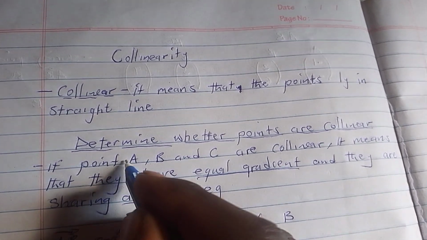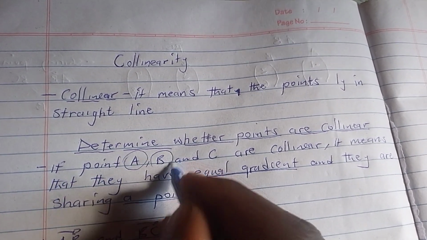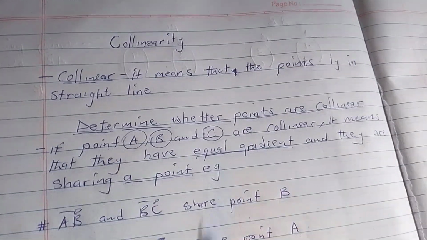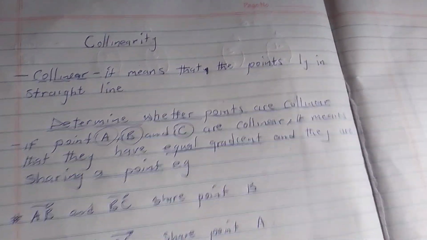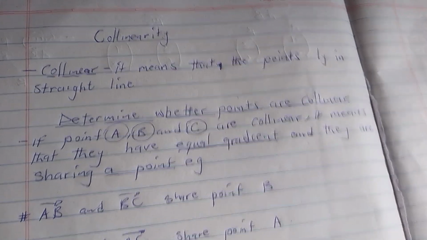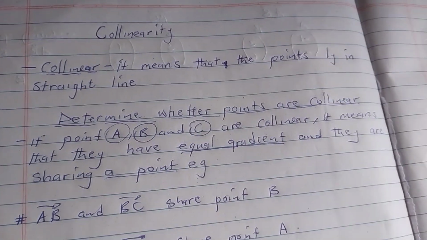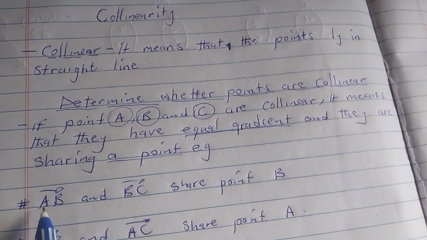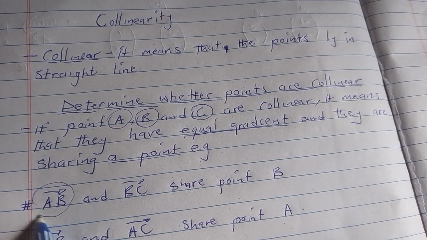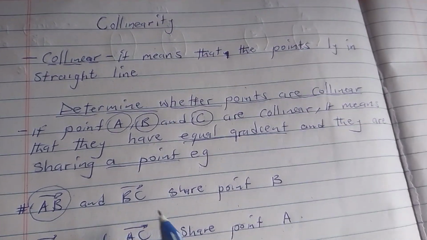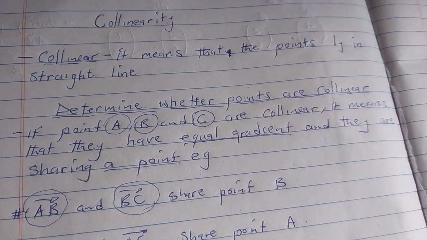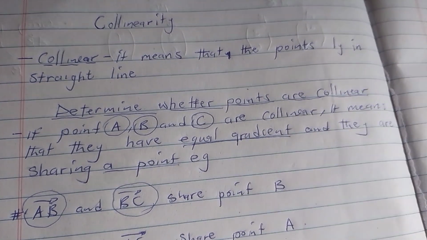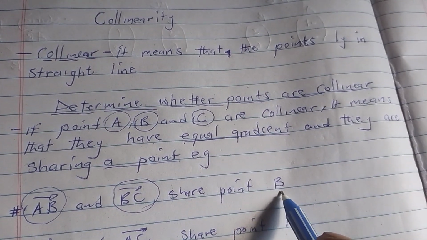For instance, we have point A, point B, and point C. When you look at these three points, since we are saying they are collinear, it simply means they are within the same line. So we now need to prove that. How do we prove it? Very simple. We group them. For example, you get A and B and put them together as one vector. You get B and C and put them together. They should share a point. When you look at them, they are sharing point B.